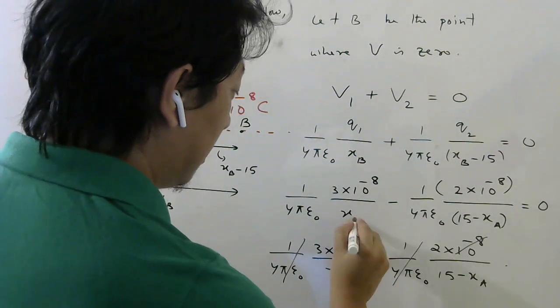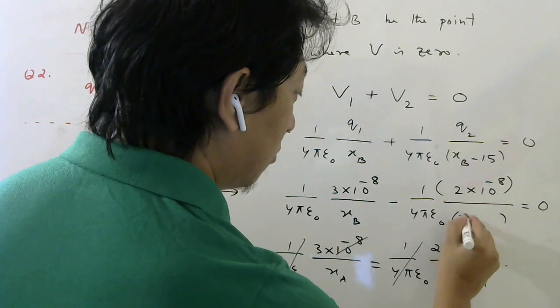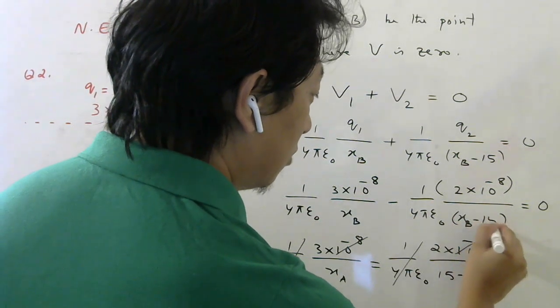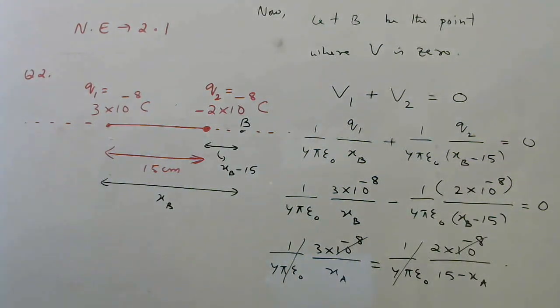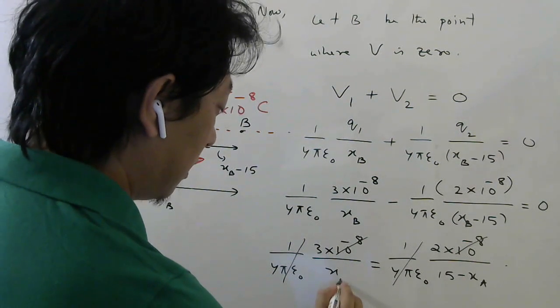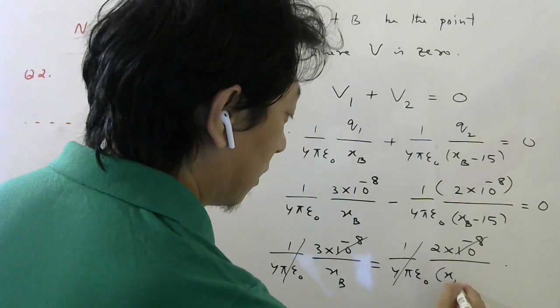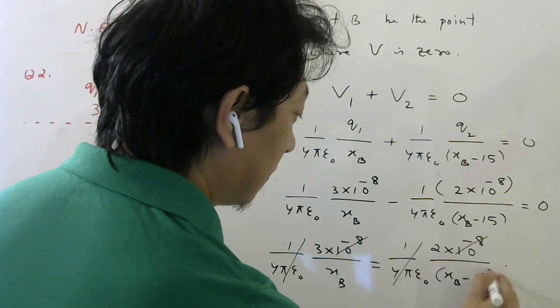So then you can substitute the value. This will be XB. Let me do it here itself. It will be easy for me to explain, and easy for you to understand, right? Then you can take it that side. Same thing will cancel. This will be XB, and this will be XB minus 15.